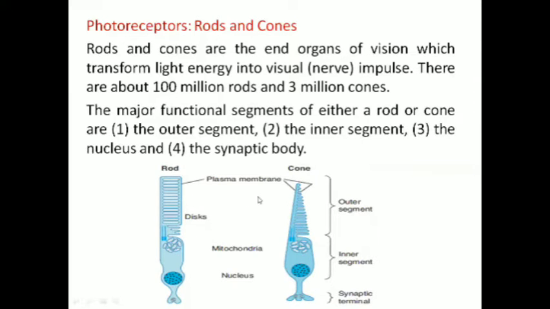You can see here, this is the plasma membrane. There are enfolded foldings, and within these foldings there are the pigments. In the rod it is the rhodopsin, and in the cone these are known simply as the color pigments.